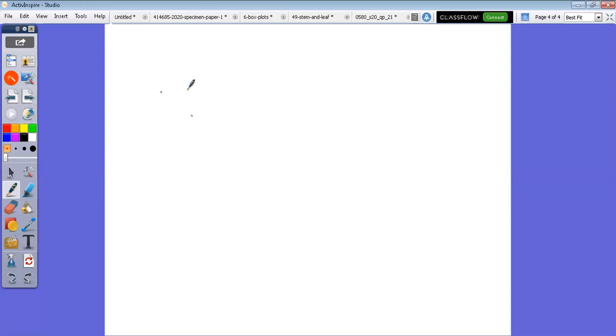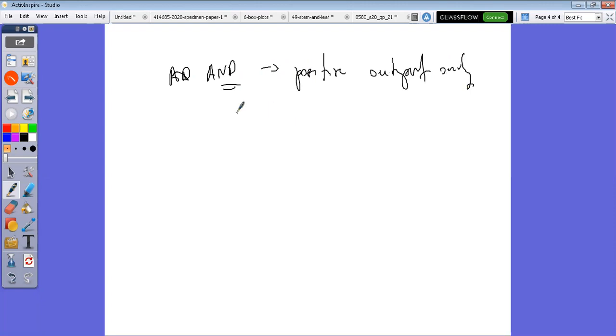Now let's look at the AND gate. This gives you a positive output only if both switches are on. Clear? Okay. If both switches are on. So I've got a diagram that normally looks like this.